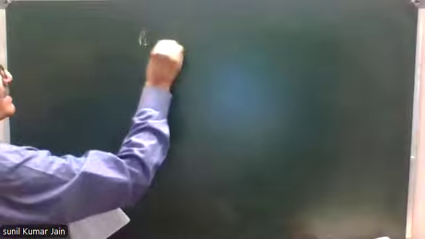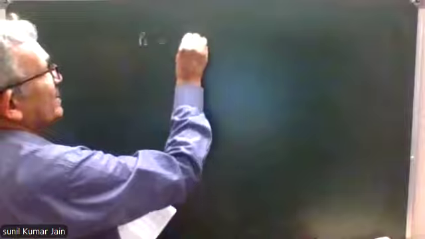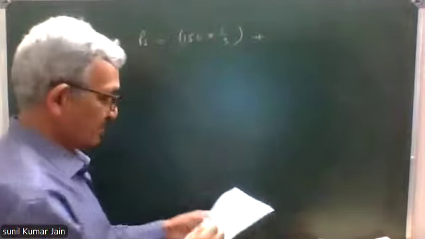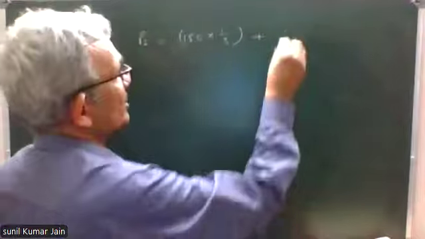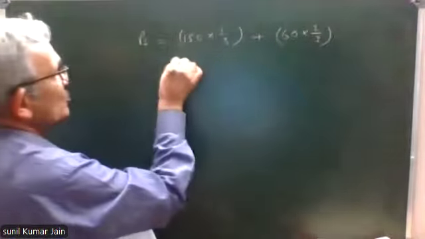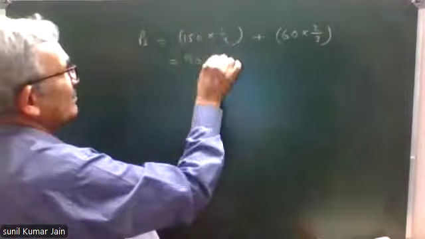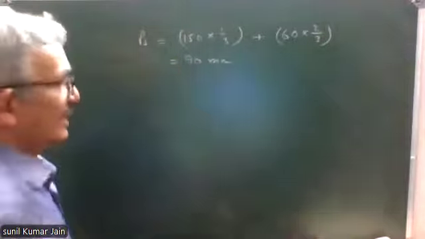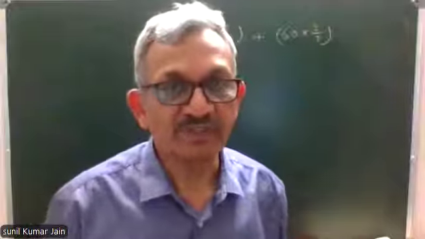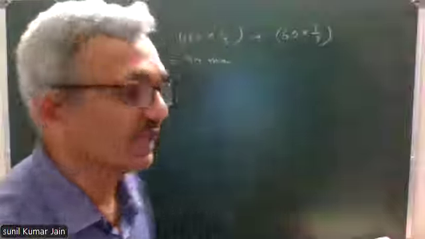So this will be PS is equal to P naught benzene is 150 into mole fraction is 1 by 3, P naught of toluene is 60, mole fraction is 2 by 3. So this will come out to 90 millimeters. Now, we want to increase vapor pressure by 30 millimeters. For that, how much benzene should be added?